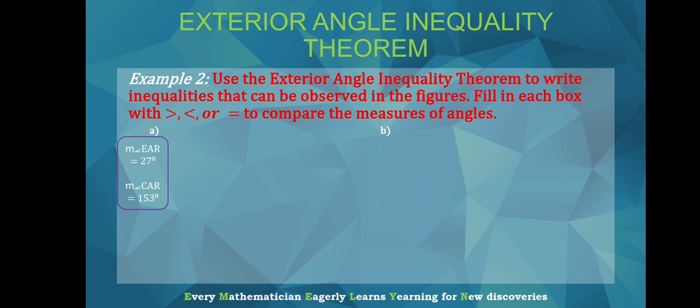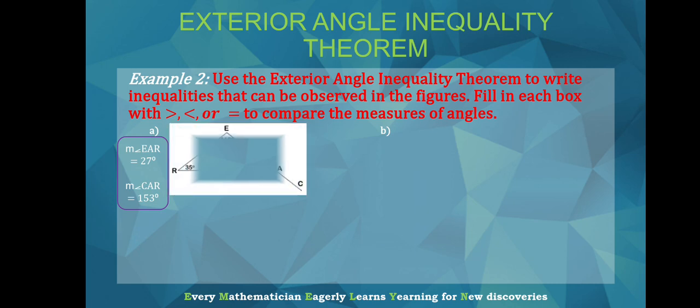Example 2. Use the exterior angle inequality theorem to write inequalities that can be observed in the figures. Fill in each box with greater than, less than, or equal to compare the measures of angles. In Figure A, given the measure of angle REA, which is 118 degrees, and angle ERA, which is 35 degrees. Angle CAR's exterior angle, its measure is equal to the sum of the remote interior angles, angle REA and angle ERA. So, measure of angle CAR is 118 degrees plus 35 degrees equals 153 degrees.